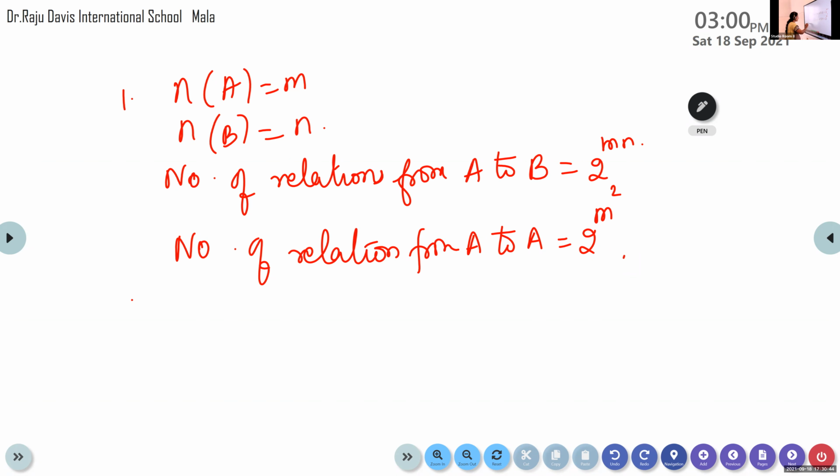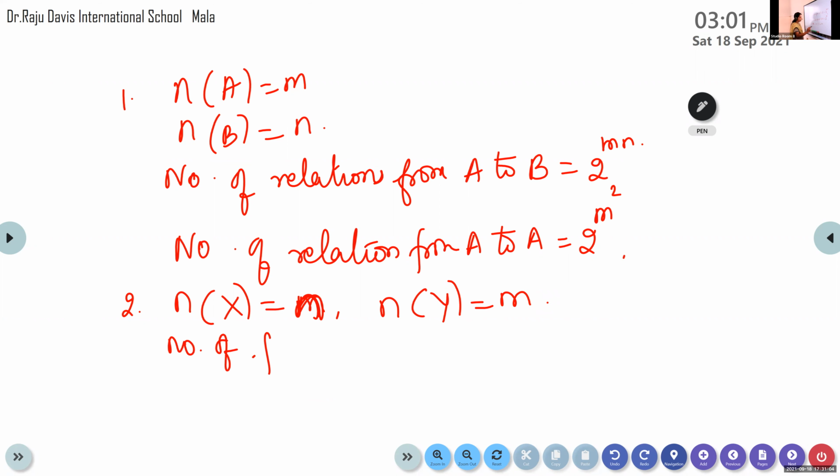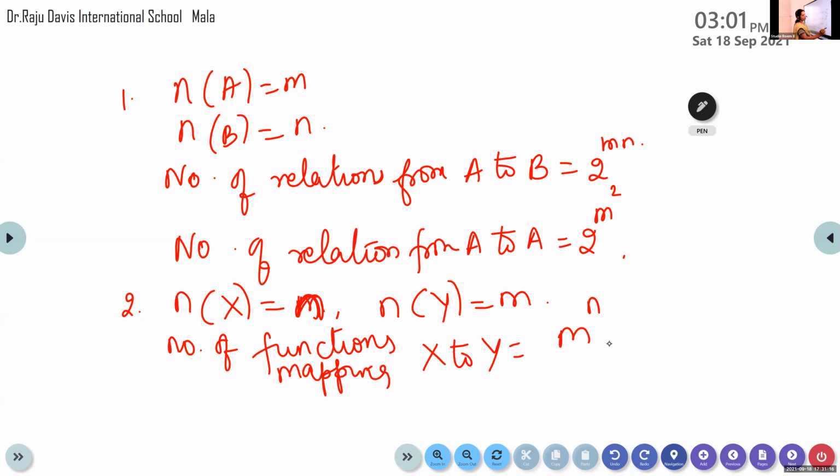Okay, so next one, look at the next one. Suppose X is a set having n elements, and n(Y) is m. Then the number of functions from X to Y, number of functions is otherwise called mappings, is m raised to n. Number of mappings from X to Y is m raised to n.